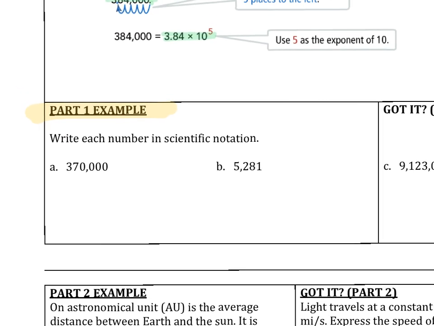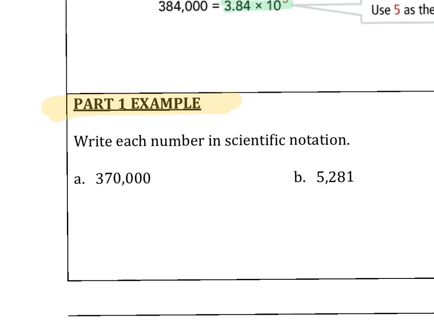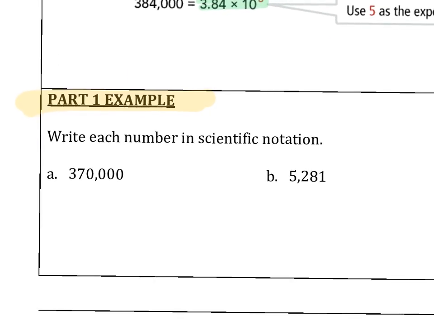Let's practice writing these numbers in scientific notation. So for letter A, my decimal point is currently right here after the last 0. How many spaces do I have to move that decimal point to get my number between 1 and 10? Well, I need it to end up right here between the 3 and the 7, right? Because 3.7 is between 1 and 10. So how many spaces do I need to move it? 1, 2, 3, 4, 5 spaces. So my answer is going to be 3.7 times 10 to the 5th power.